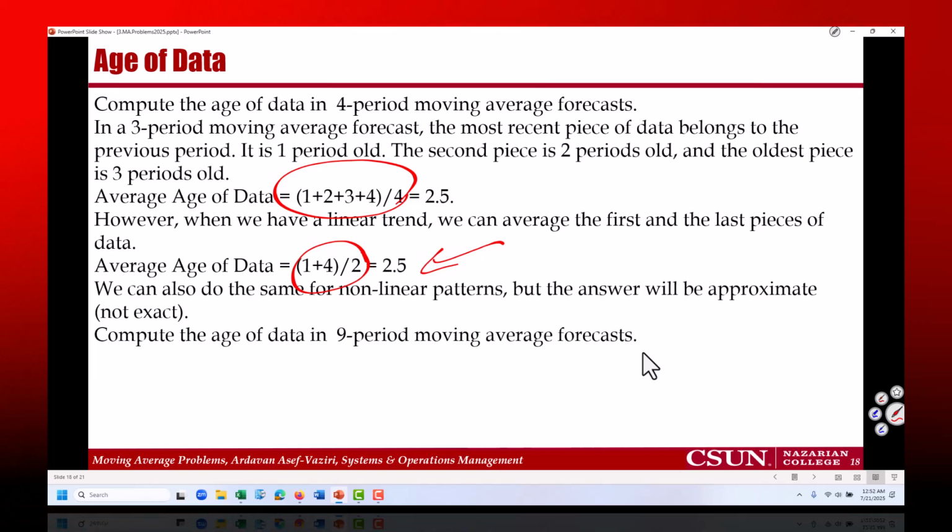9-period moving average. The first one is 1 period old. The oldest one is 9 periods old. Divided by 2 is equal to 5.